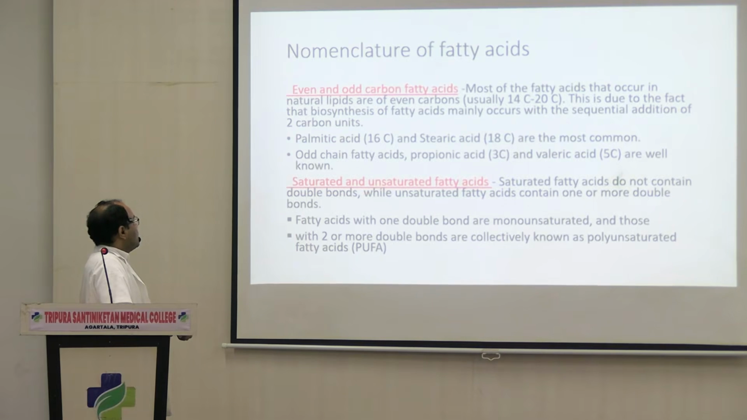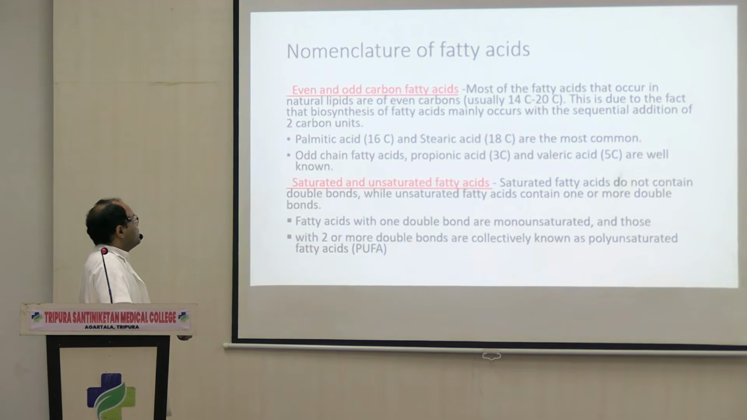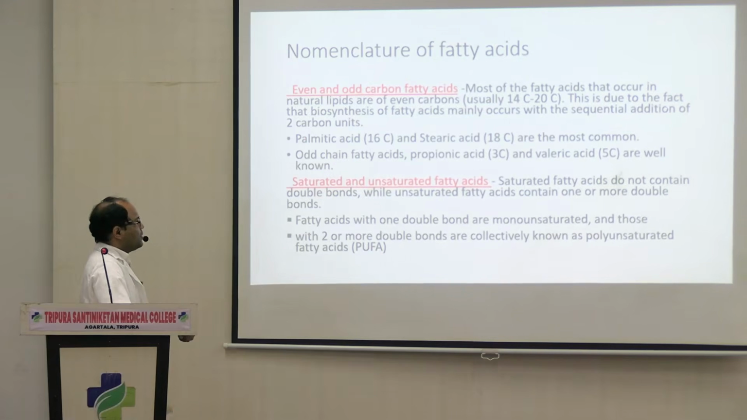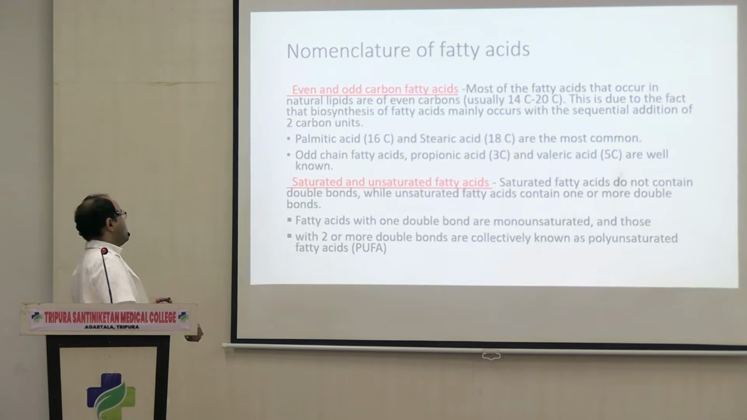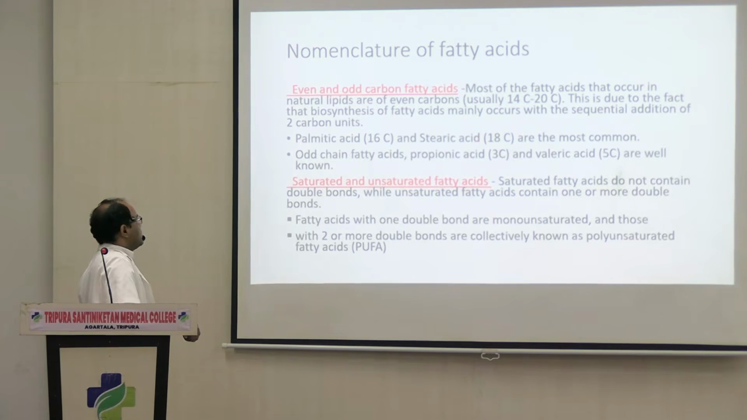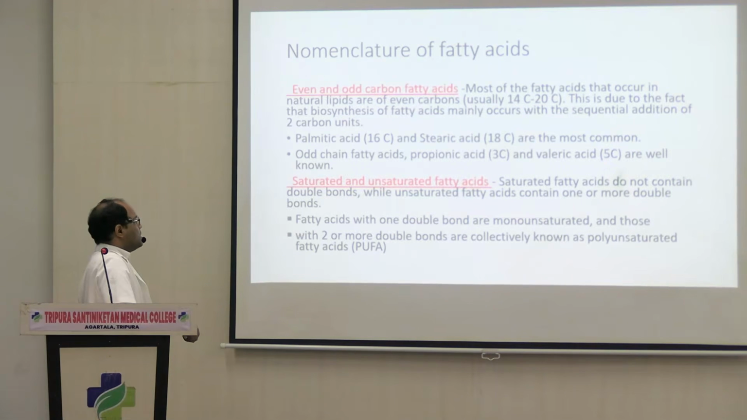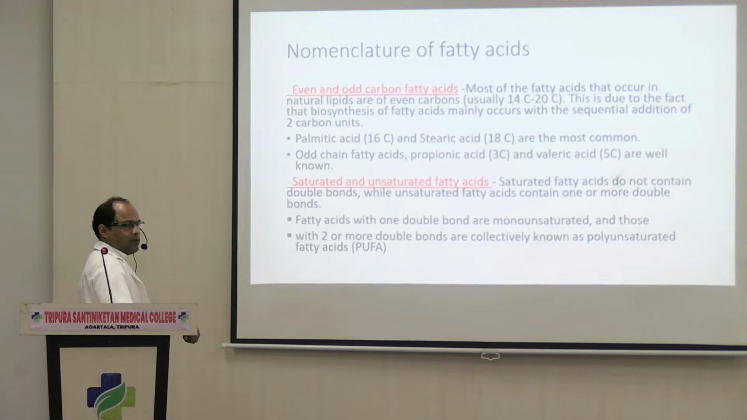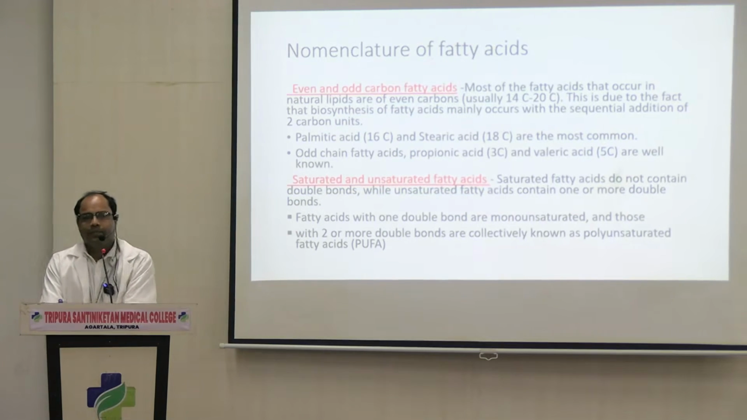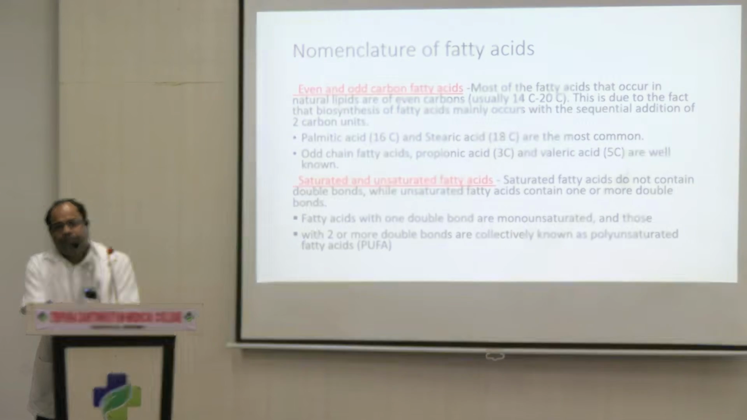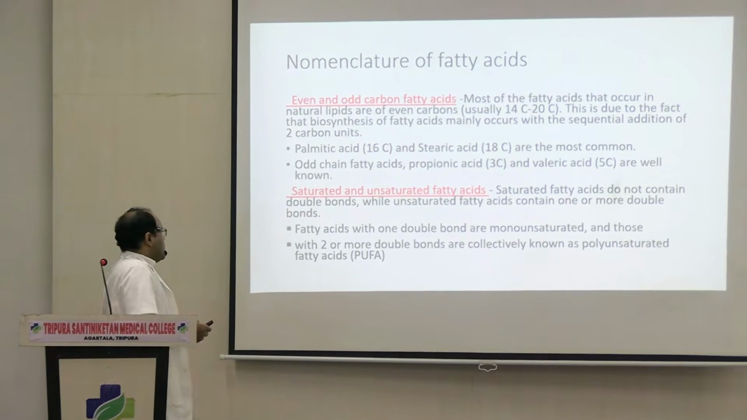Next, nomenclature: even chain and odd chain fatty acids. Most fatty acids in natural lipids are of even numbers, like 14 to 20 carbon. This is due to the fact that biosynthesis of fatty acid mainly occurs with the sequential addition of 2 carbon units. Examples: palmitic acid and stearic acid. Odd chain fatty acid examples: propionic acid, valeric acid. We may ask in the viva exam: please tell me one even chain fatty acid name, odd chain fatty acid name, saturated and unsaturated fatty acid.